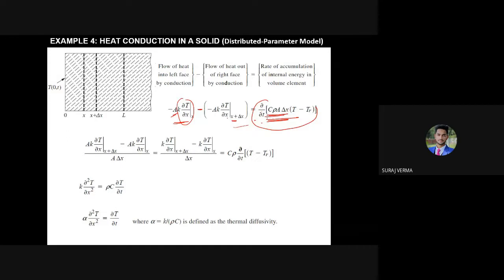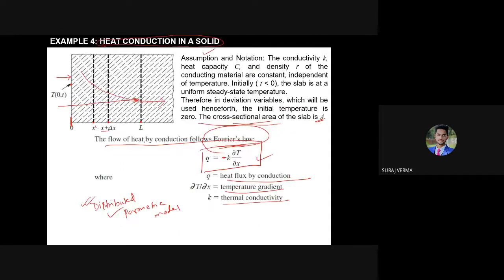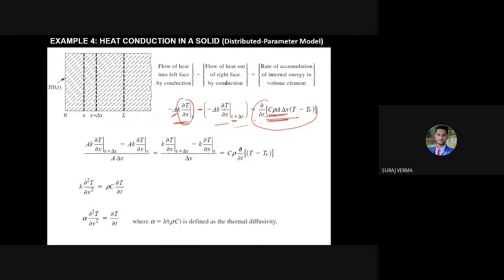So del by del T C rho A delta X (T minus T_R) equal to in minus out, whatever the temperature at the position X plus delta X, right? Now we are going to rearrange only. A delta x, we have divided by this A delta x, okay? So A cancel to each other and the equation becomes this. Now tell me, K del T by del x at position x plus delta x minus K del T by del x at x. What is this? ये है क्या?